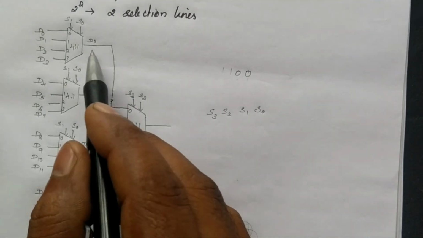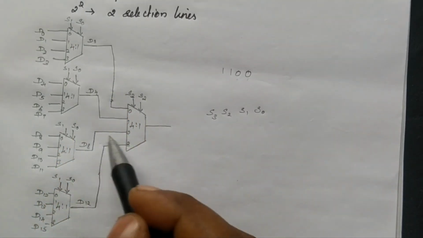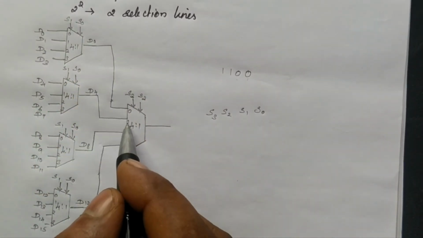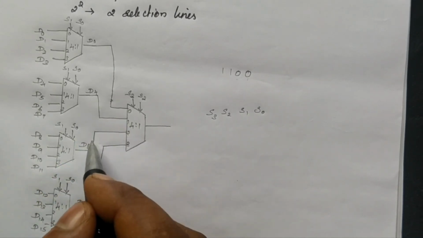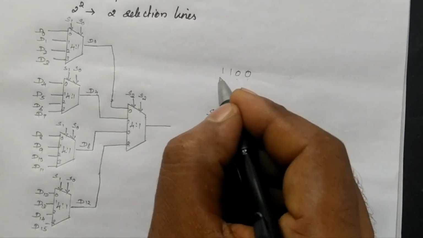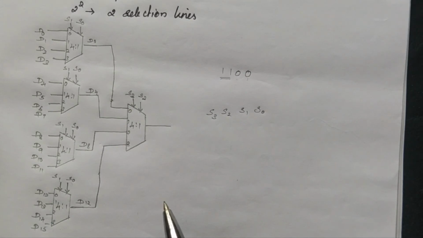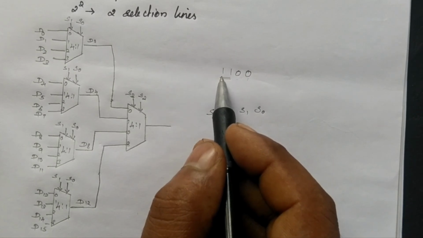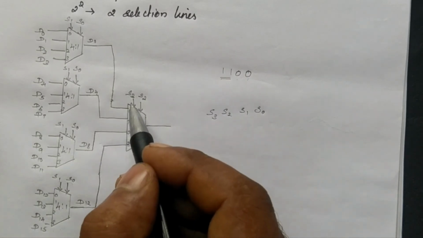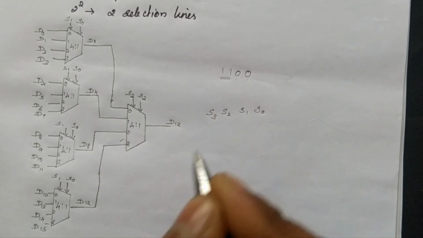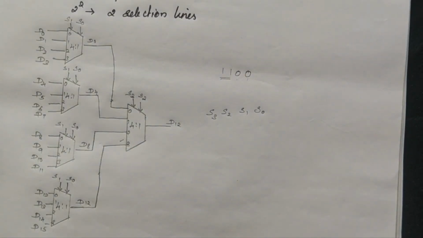Now we move on to the second level. Here all the outputs of the first 4:1 muxes are connected. Pin 0 is connected with D0, pin number 1 with D4, pin number 2 with D8, and pin number 3 with D12. Now we go for the second set of selection lines, S2 and S3. Here S2 is 1 and S3 is 1, therefore 1 1 will select the third pin. Therefore, D12 will be transferred to the output. Likewise, if you want, you can check the other values also.